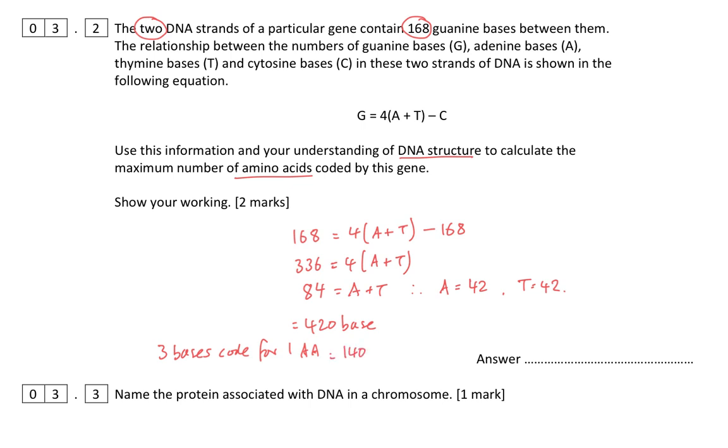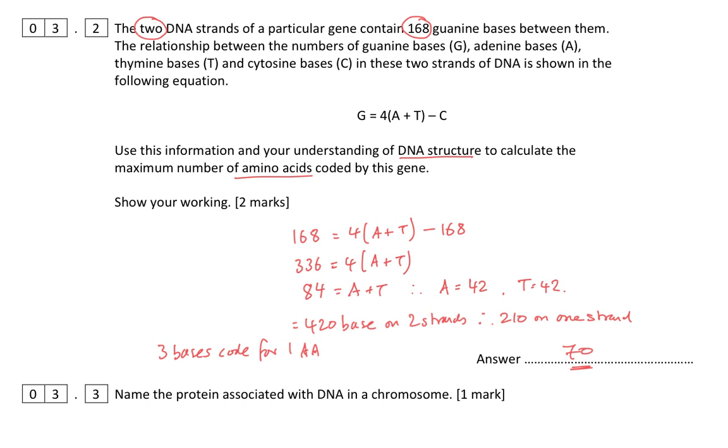However, I've gone wrong there, haven't I? Because I've not used my DNA structure. I used my A's, T's, G's, and C's. But that's 420 bases over 2 strands. Therefore, it's 210 on 1 strand. So it's 210 divided by 3, which is 70. Yeah, 70 amino acids. 70 times 3 is 210. So yeah, a lot to do for the 2 marks.